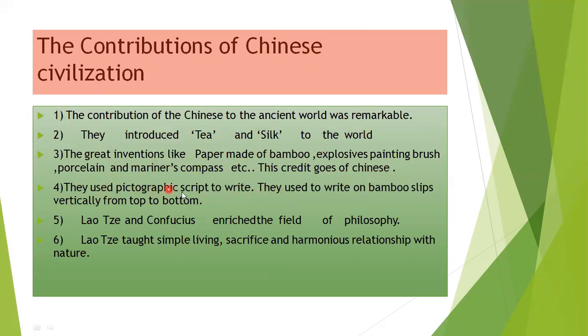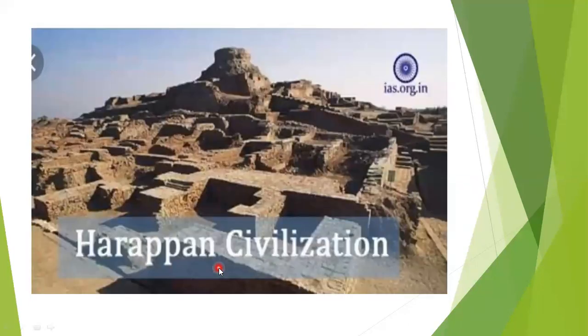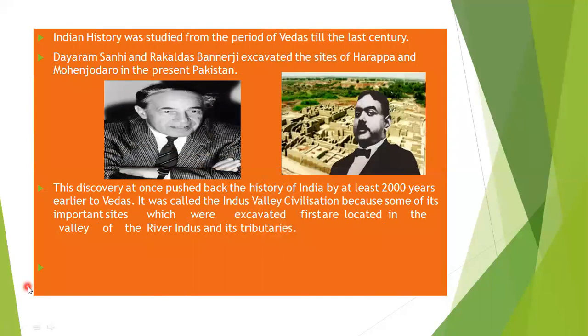They used pictographic script to write. Which script were they using? They used pictographic script in Chinese civilization. They wrote on bamboo slips, vertically from top to bottom. Lord Zhou was a Confucius-enriched scholar in philosophy, and he thought of simple living, sacrifice, and harmonious relationship with the nation. And these are the important things we have to learn in Chinese civilization, children.